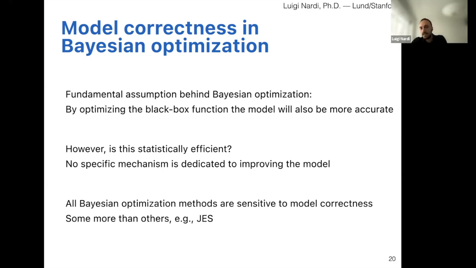And so what we've seen in the previous part of this presentation is that methods relying on JES, for example, but we're seeing also PES and MES, but also EI itself, are sensitive to this model correctness. And so it would be good to perhaps be a little bit more mindful and consciously think about the model as well while we are doing optimization.